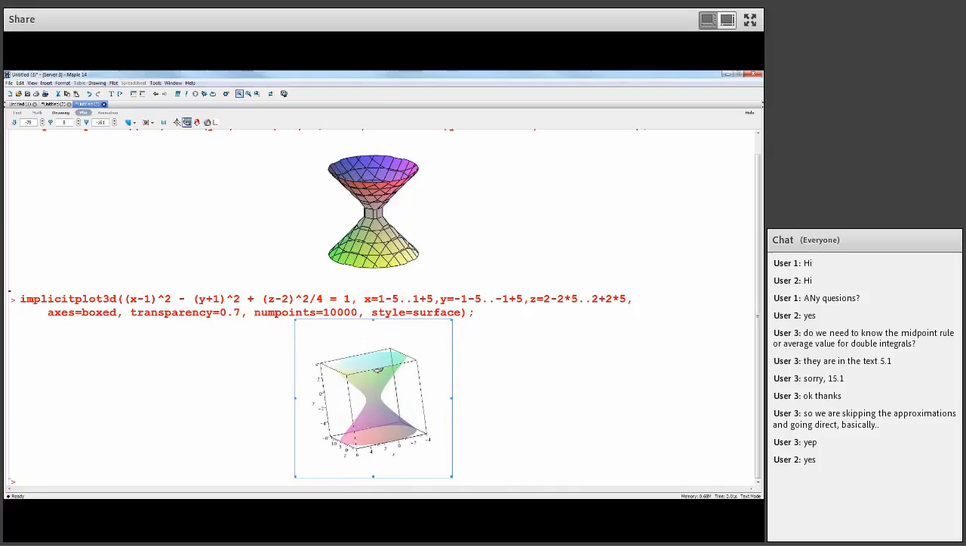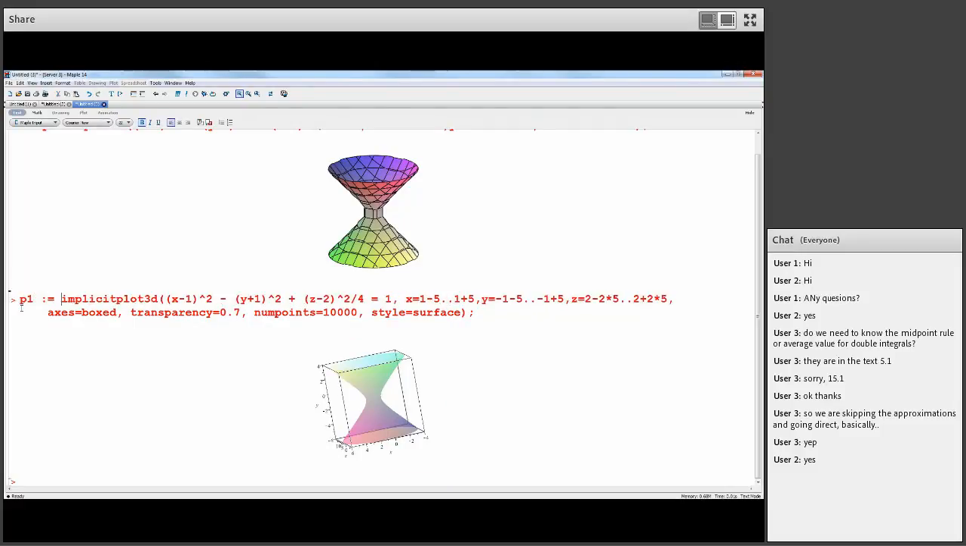So in order to add some labels, again, if you feel like it, I want to give it a name. Let's call it P1. Then I want to add a text plot. So T1 for text plot, say. So I want to do a text plot in 3D. And this allows me to draw some stuff. So I open square brackets for a list of stuff.